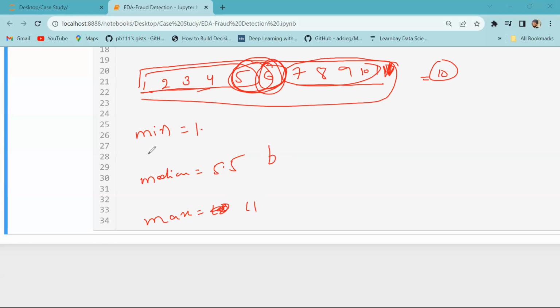And what would be the 25% of the data? In between the min and median, so this is min and this is max, right? In between these two, what would the middle numbers be? 3 and 4, 3 plus 4 by 2. How much? It's 3.5, right?